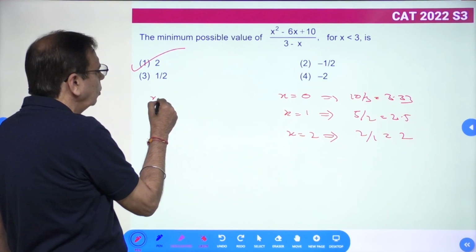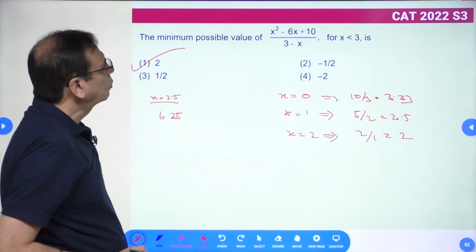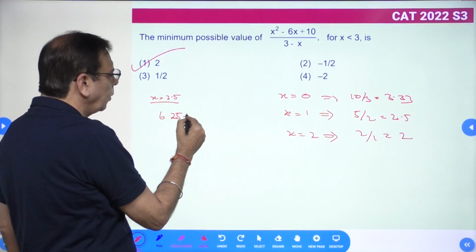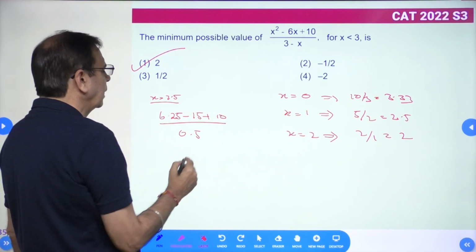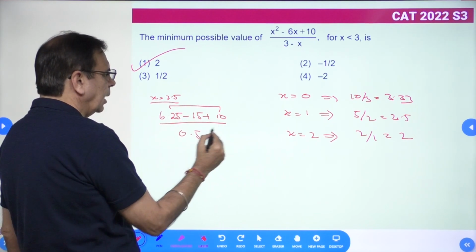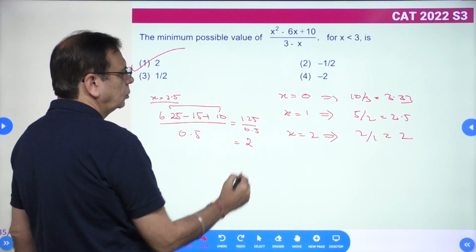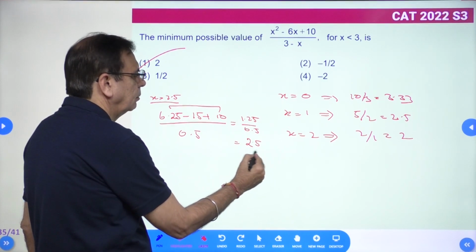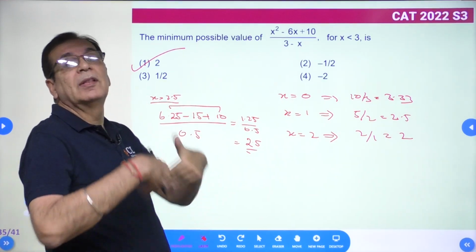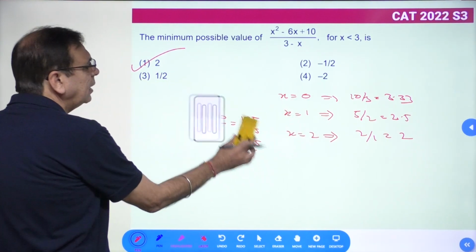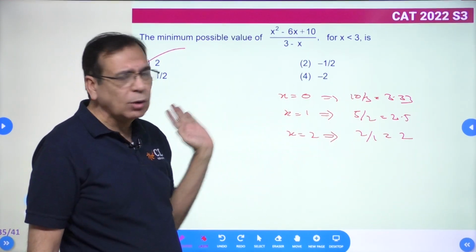Okay. So if x is equal to 2.5, what does this become? 2.5 square is 6.25. So 2.5 square minus 6 into 2.5, 15 plus 10 upon 0.5. What does this become? 10 plus 16, this becomes 1.25 upon 0.5, which is equal to 2.5. Yeah, okay. Value will increase. Why? Denominator decimal mein hoga, that means it is less than 1, that means the numerator will become bigger. So this is effectively telling me, if I am increasing the value of x, it is not going to be more than 2.